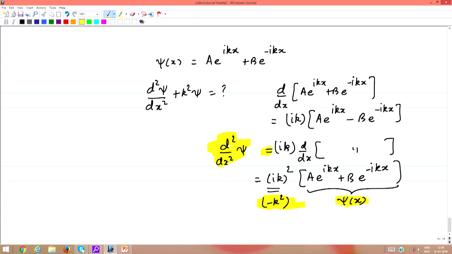Therefore, this wave function gives you the answer that it satisfies the differential equation d square psi by dx square plus k square psi is 0. Okay. So, no problem, it is also an eigenfunction. And that should be obvious, because when you write A e to the I k x using trigonometric forms, it is cos k x plus I sin k x, and psi of x is equal to that plus B cos k x minus I sin k x.